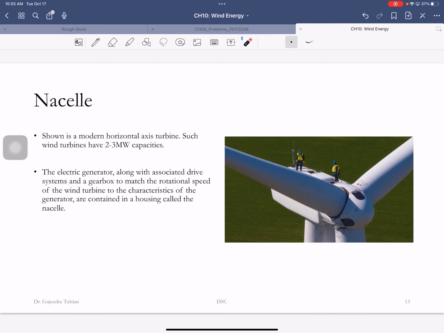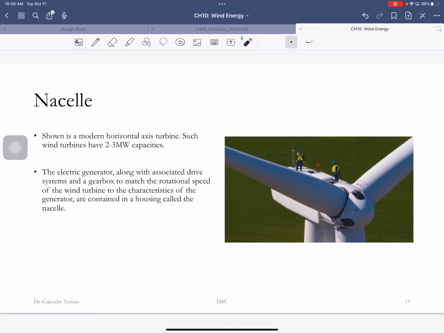Here's a 2 to 3 megawatt capacity turbine. This is what you'll see, but the newer ones, the largest current one is 13 megawatts, which is an offshore windmill being put up in England. So let's say this is 2 megawatts. You would need 500 of these to make a Hoover Dam.